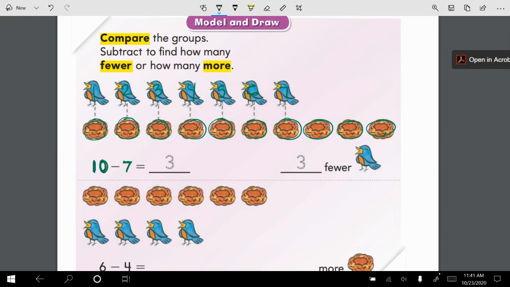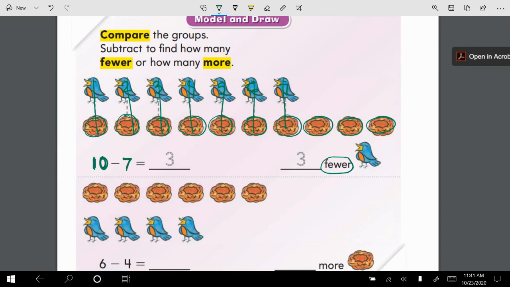And remember, we're going to match them and take them away. 1, 2, 3, 4, 5, 6, 7. That matches the 7 in our problem. And we just took 7 away. How many fewer? In this one, it says fewer. Can you say fewer?